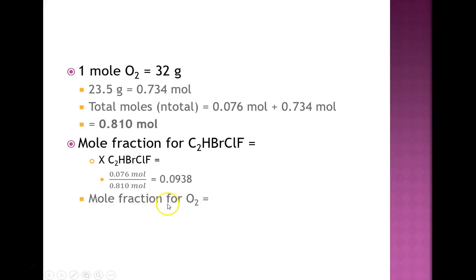Now the mole fraction for oxygen gas, XO2. We saw that the number of moles of oxygen was 0.734, divided by the total number of moles, 0.81, and that's going to give us a mole fraction of 0.906 for oxygen. So there we have our halothane and our XO2. When we multiply these by the total pressure, we should get the partial pressure for each contributing gas.